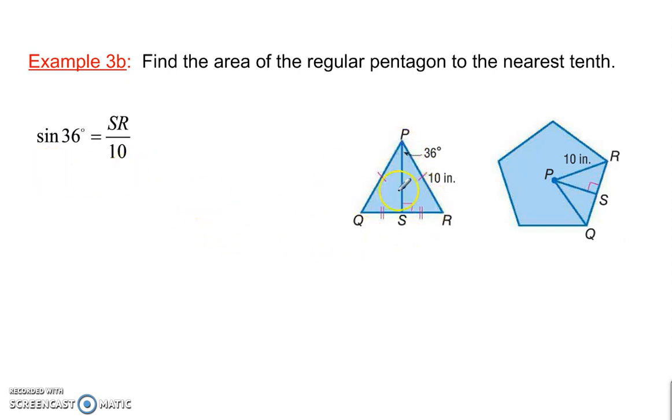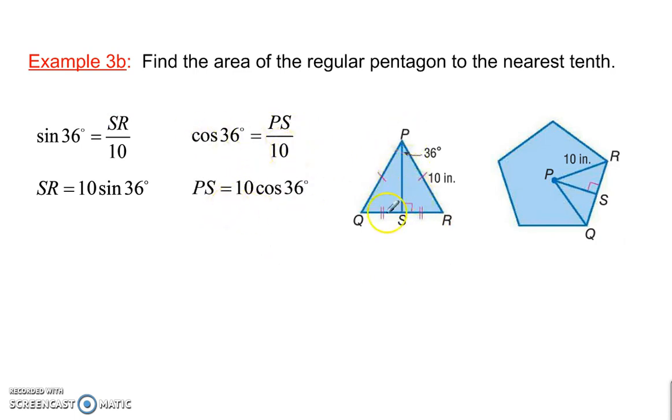So sine, remember SOHCAHTOA, sine is opposite over hypotenuse. Opposite of this angle that we know, we have SR to hypotenuse. That gives us a length here of 10 sine 36. So we multiplied by 10 on each side, and we were left with the length of the opposite. Same thing we can do for cosine. To find PS, multiply by 10. So PS is 10 cosine 36.